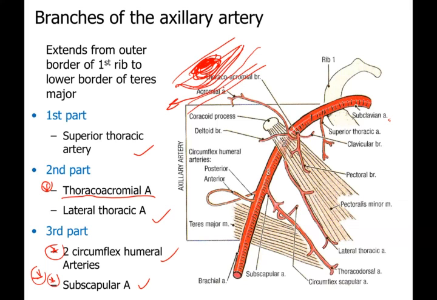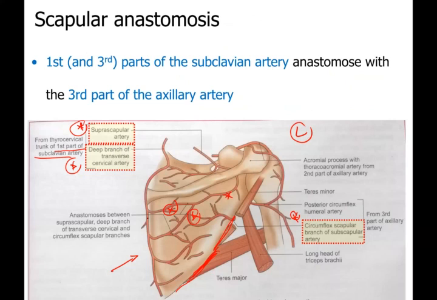Since it is gradual, there's enough time for these collateral vessels to open up. Otherwise they remain very small because the usual blood flow is not through them. So in a gradual obstruction, these collateral vessels will open up, and you get a fairly good collateral circulation from the first part of the subclavian to the third part of the axillary. So in such a person, the limb is saved because of this collateral circulation. So that's an important point for you to remember.